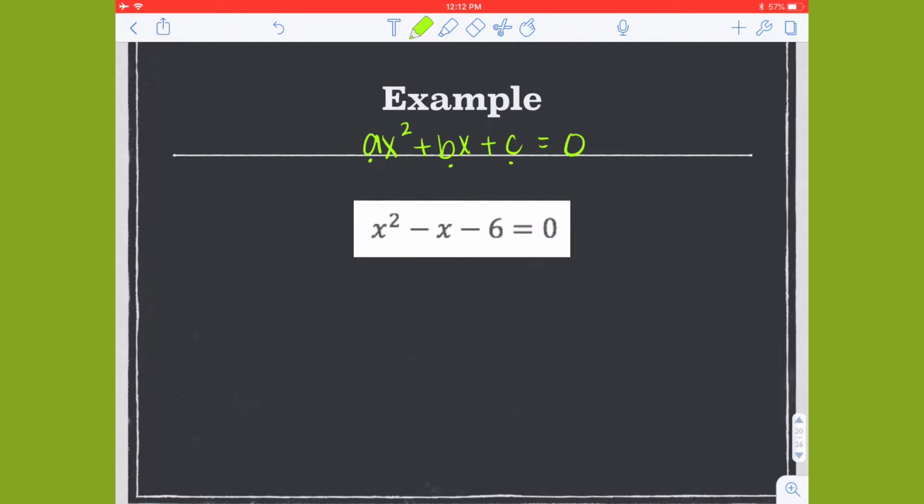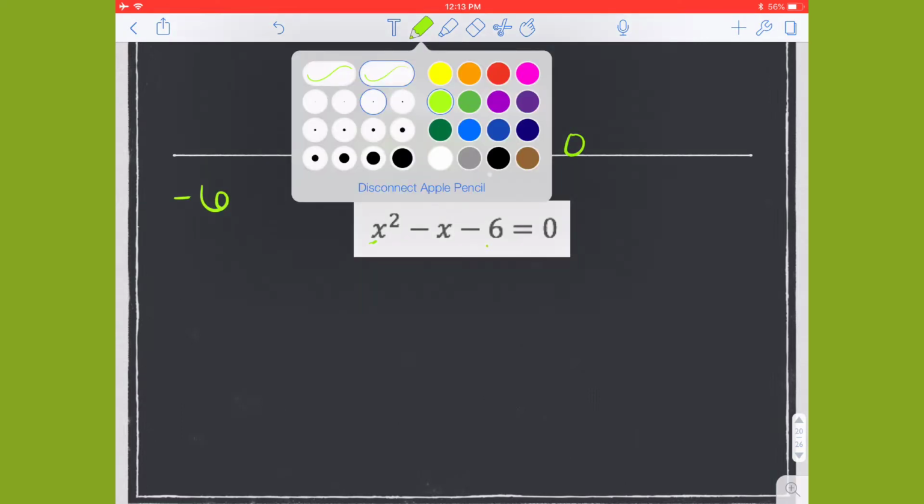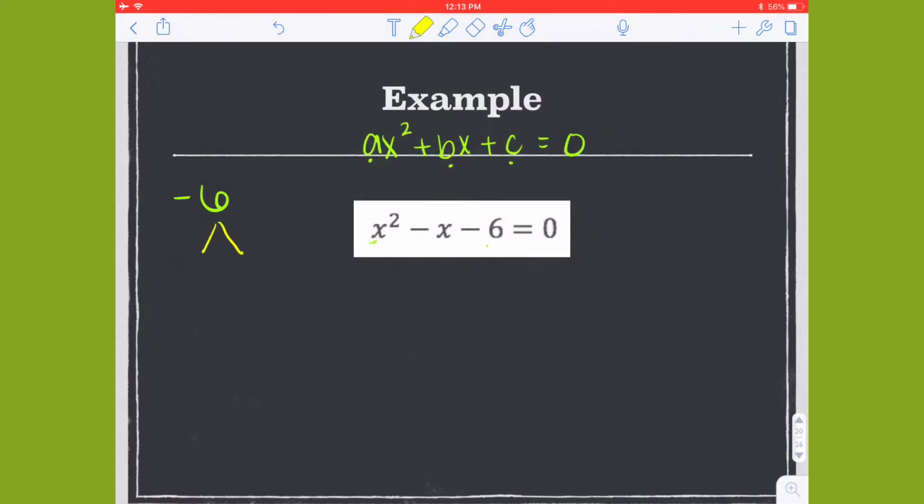So the first step is to multiply a times c. So if you're taking notes, step 1 is to multiply a times c. So in this case, a times c is 1 times negative 6. So that's step 1. Step 2 is to list out all the multiples, all the two terms that multiply to the a times c value. So I can have negative 1 and positive 6, positive 1, negative 6, negative 3, positive 2, positive 3, negative 2. Those are all the terms. So that's step 2. List out all the multiples that get you to negative 6.